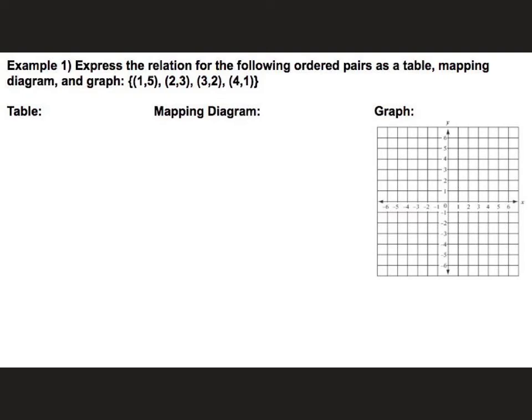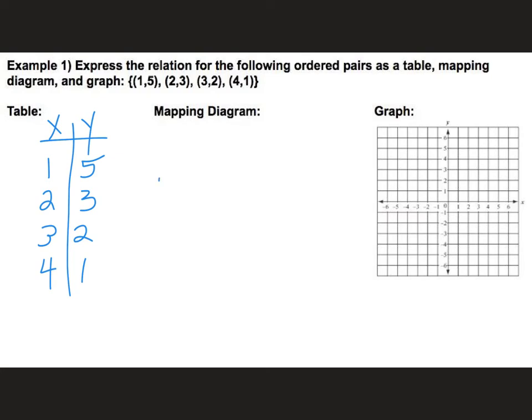We've got a list of points, and we want to take these points and express them as a table, a mapping diagram, and a graph. So we'll notice since these are specific sets of points, we're going to have a discrete picture here. So let's start with our table. We have our x's and our y's. My first point is 1, 5. Second point, 2, 3. Third point, 3, 2. Fourth point, 4, 1. There's my table.